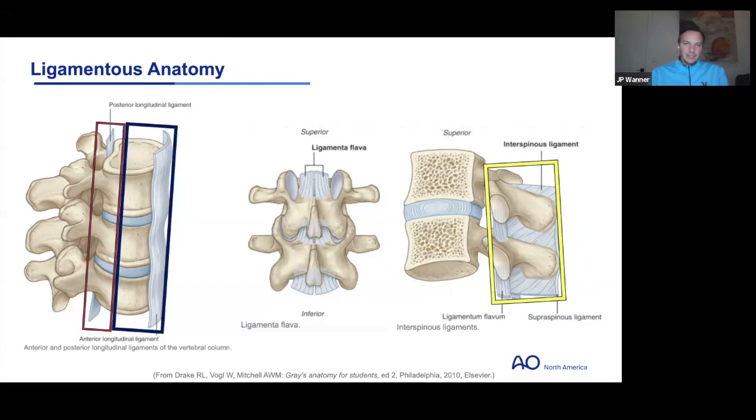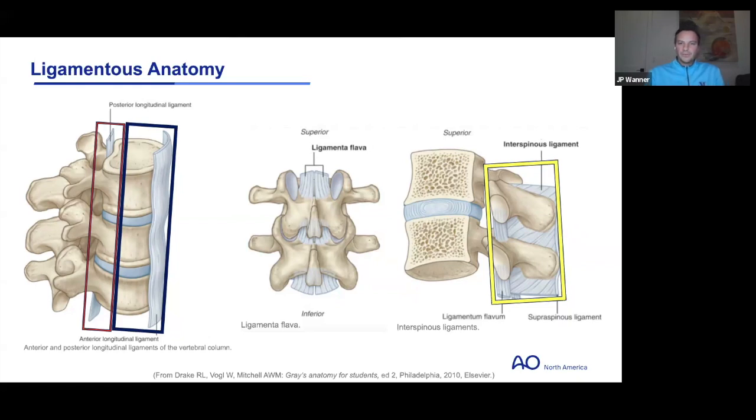And so the anterior column is going to be the anterior two thirds of the vertebral body, as well as the anterior longitudinal ligament. So if you look on the far left image, the blue box outlines the anterior two thirds of the vertebral body and the anterior longitudinal ligament. And then you have your middle column, which is going to be the posterior third of the vertebral body. And then you can also see, kind of sneaking up behind the vertebral bodies, the posterior longitudinal ligament that's outlined in the red rectangle on the far left image.